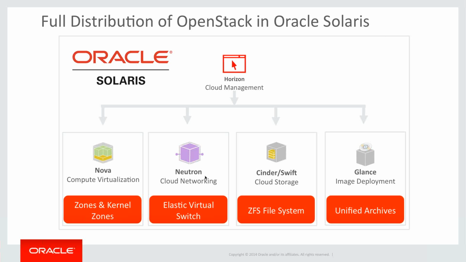The virtual network technology is very strong, so we tie that right into Neutron. So when you're doing Neutron on Oracle Solaris 11, you're using these unique features. When you're doing the storage type technologies, you're tapping right into what we think, again, is the file system to beat out there in the world right now, which is ZFS.